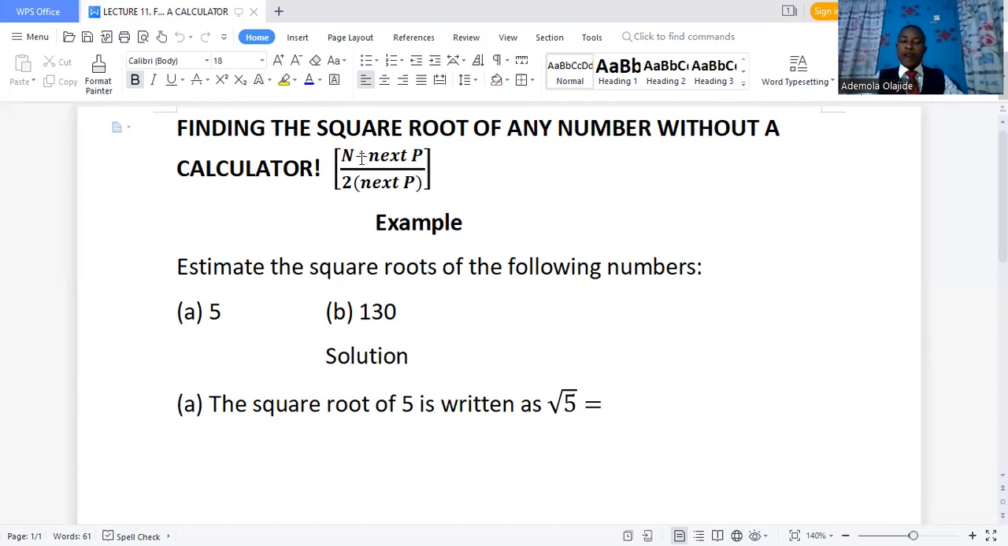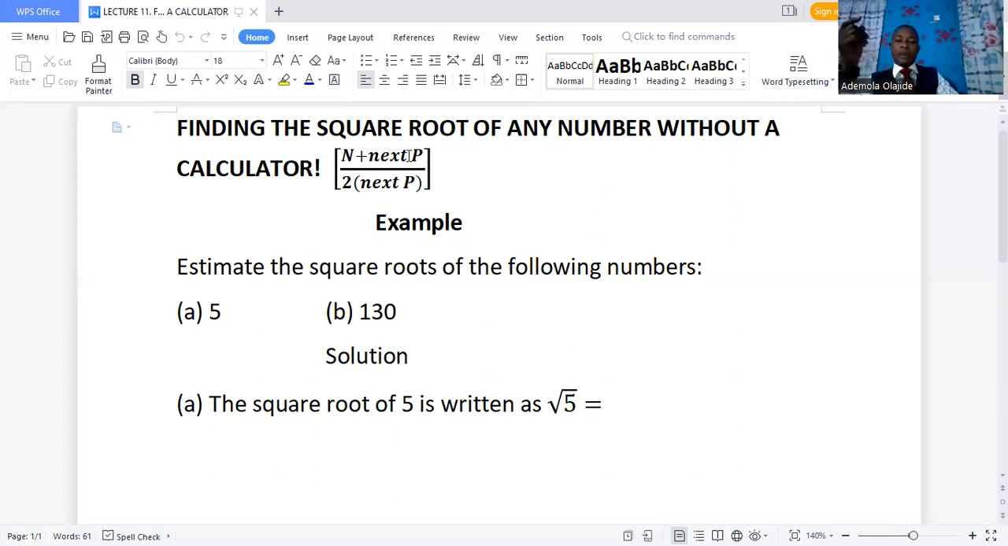Plus, when you have 5, the perfect squares we have are 1, 4, and 9 after 4. So that means this 5 already falls between the perfect square 4 and the perfect square 9. So the P here means the next perfect square. So when you have 5 here as n, then the next perfect square will be 9.